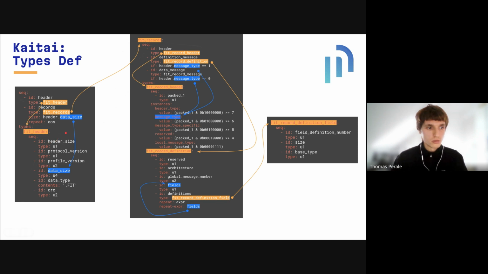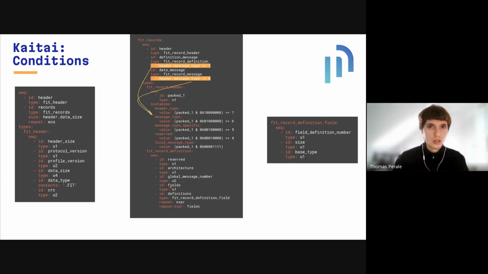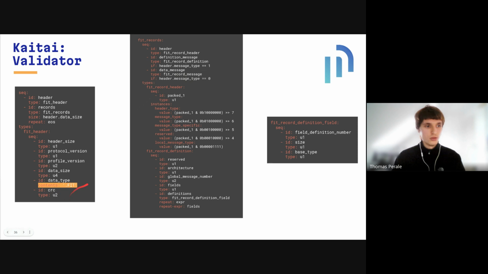And all the categories I showed you earlier in the flowchart, you can also find them here. You have your controller, to keep reading FIT records until the data size is met. Also here, you can repeat reading fields until we reach that number defined previously. You also have the condition I told you about, like do I need to read a record message or a field definition? And a validator to validate the magic number present in the header.